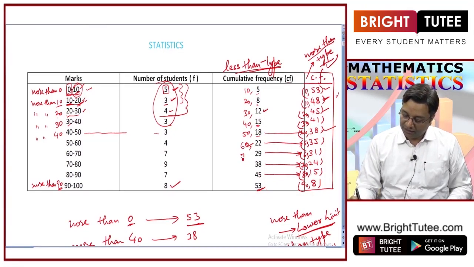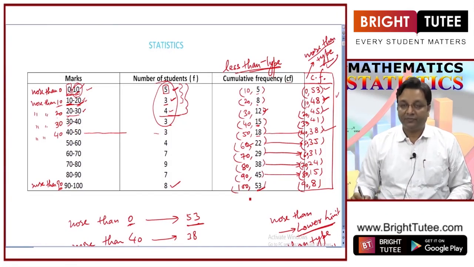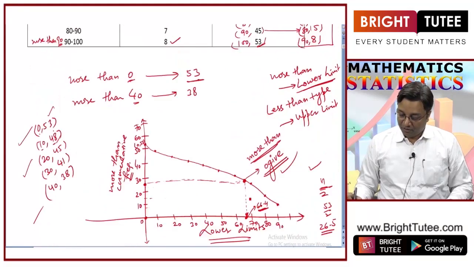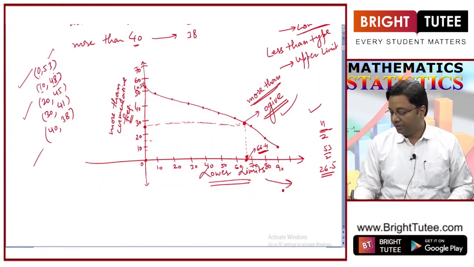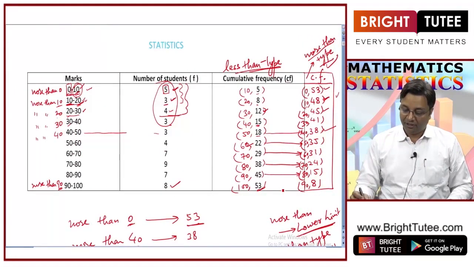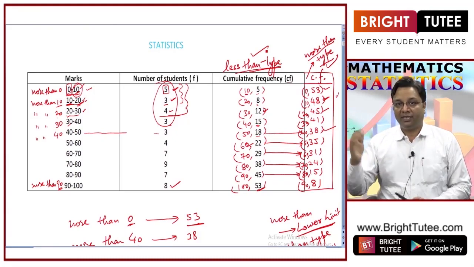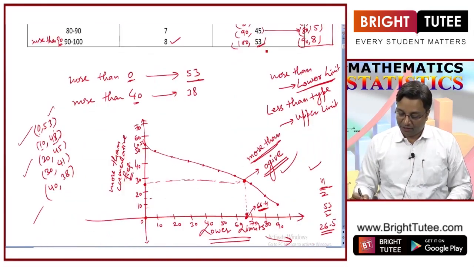So, this is 70, 29, 80, 38, 90, 45, 100, 53. These are the coordinates that we will use to draw the less than ogive, right? So, 10, 5. Now, what will be on the x axis? We will have upper limits on the x axis this time, because we are talking about the less than type of cumulative frequency distribution. So, something will be lesser than the upper limits, right? So, 10, 5 is my first coordinate.